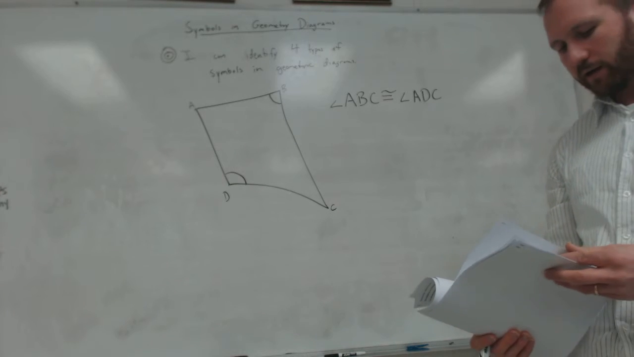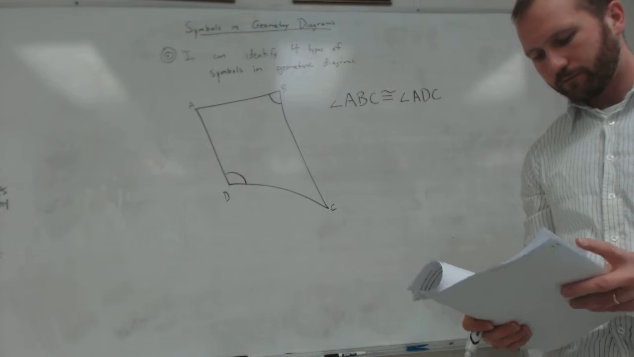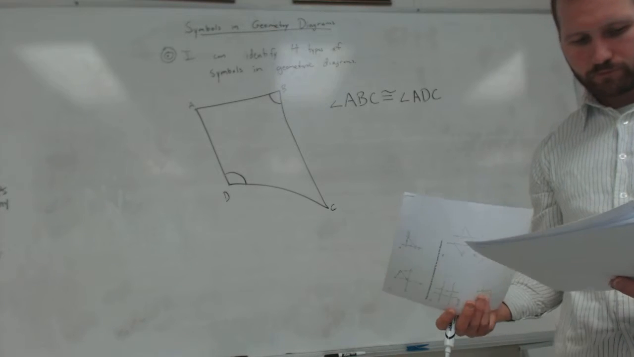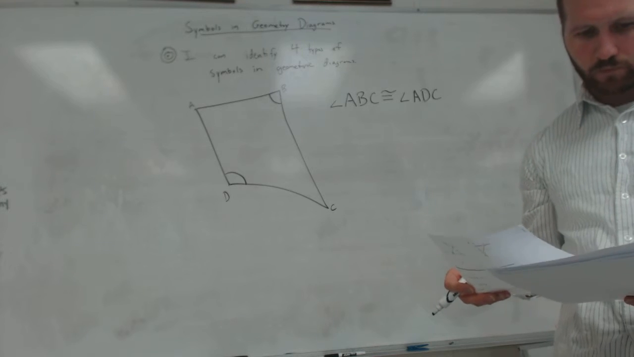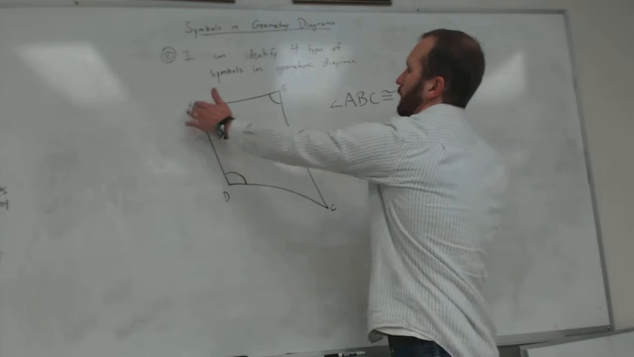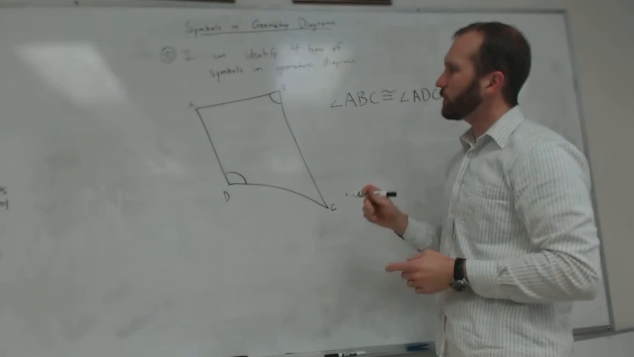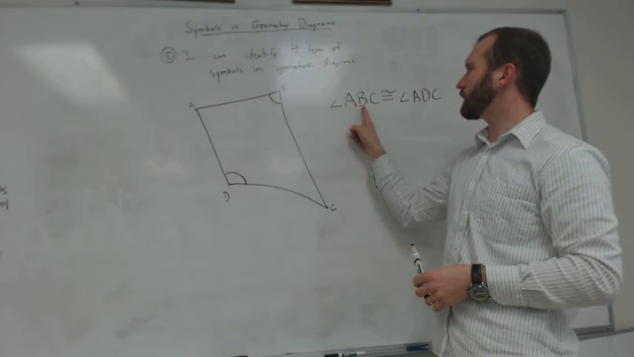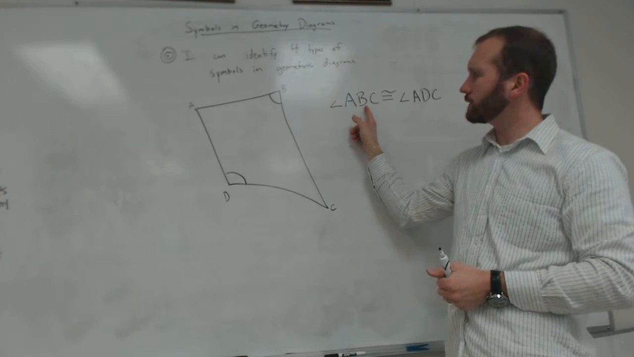Let me just check. I can't remember if I need to write the little m for measure on there. No. Okay, so just like that. The angle ABC is congruent to angle ADC. And remember that the vertex of an angle is always going to be the middle letter when we're writing these out.